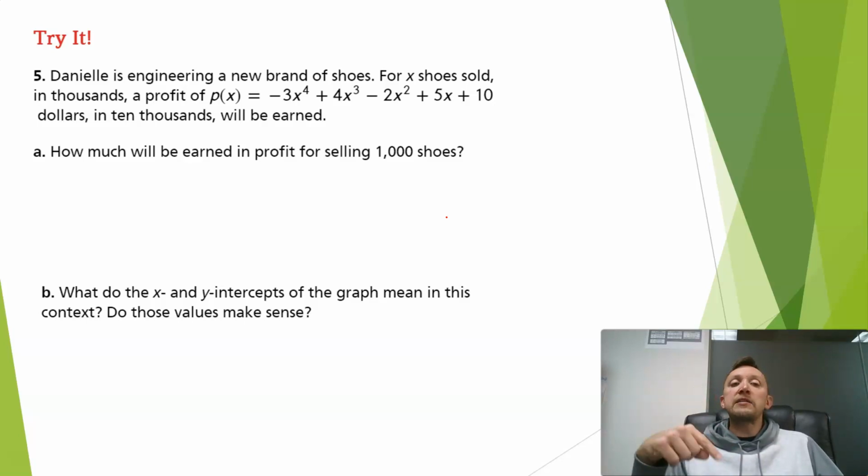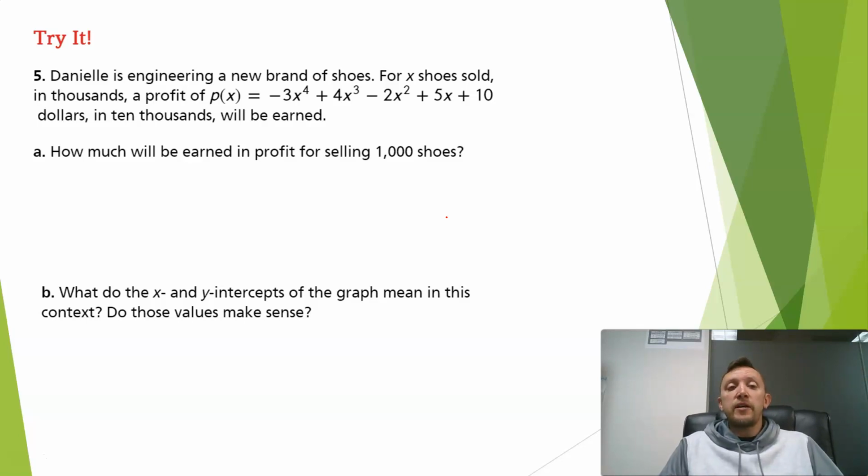So put 1 in there for x and figure out what the profit would be. Now remember, the profit is in $10,000s of dollars. See if you can figure that out on your own, and then graph it and see if you can figure out whether or not the x and y intercepts would make sense in the context of this problem. Go ahead and pause the video now and see if you can figure these out on your own.